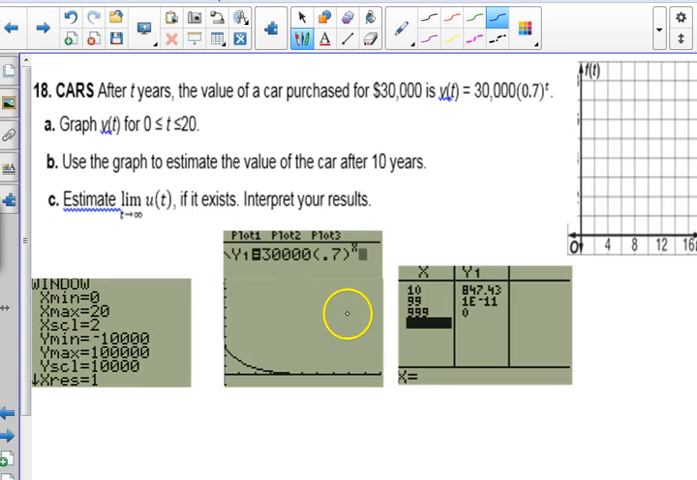All right. Number 18 is about an exponential what? Try again. 0.7 means it's decaying, yes? The car is depreciating in value. So somewhere over here it would start at 30,000 and then it's going down. Okay? I made my window kind of big because it said we had to go out 20 years, and so it was kind of a hot mess. Can you tell what happened at 10 years?